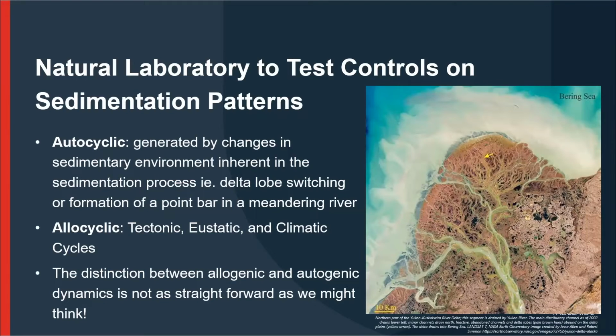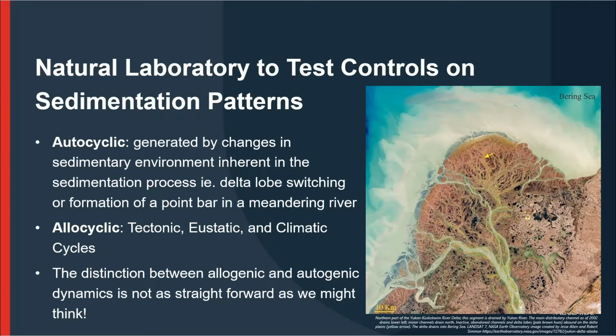All right, so one of the reasons why I personally love the Flinders Ranges and other salt basins that are exposed on the surface is that it's a natural laboratory to test controls on sedimentation. So when we talk about sedimentation patterns, generally in stratigraphy, we refer to two different types of cycles. The first one being autocyclic. So that's something that happens very local in the sedimentary record. This can be something as simple as a delta lobe switching its location to a point bar meandering in a different direction. So it's a very local sedimentary pattern that is documented.